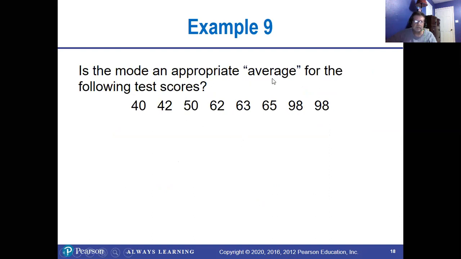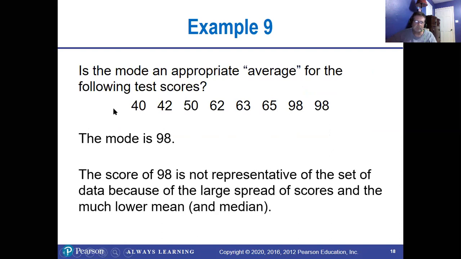Is the mode an appropriate average for the following scores? Okay, so the mode is going to be what? 98. Is that going to really show what all the kids did? Everybody else failed. So obviously that's not appropriate. So the score 98 is not representative, because of the large spread of the scores. Two really good grades, and then everybody else bombed.